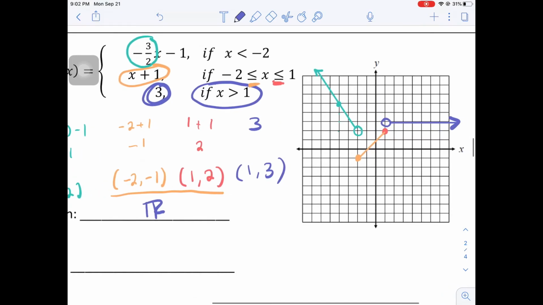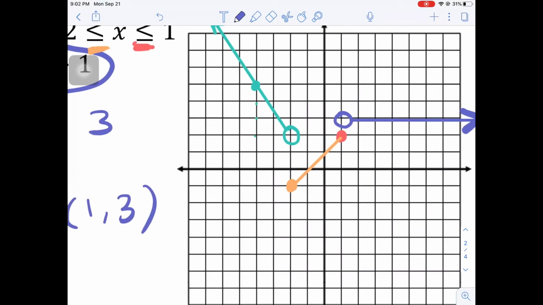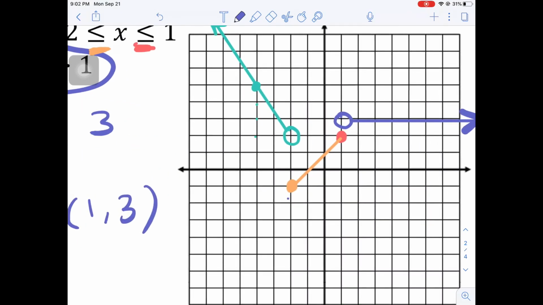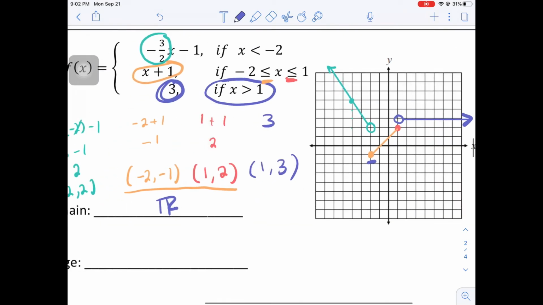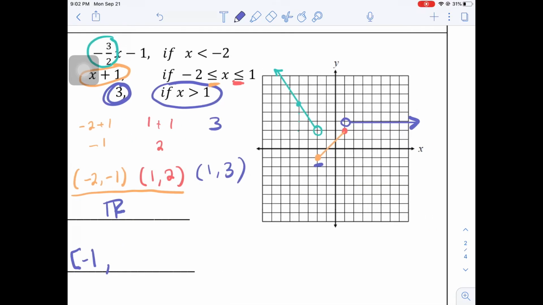And then our range is talking about all of the possible y values. So the lowest one that we get is that negative 1. This time it's a bracket because it's included. And then how high is it going? Okay, well, it's going up forever until we get to this spot right here.